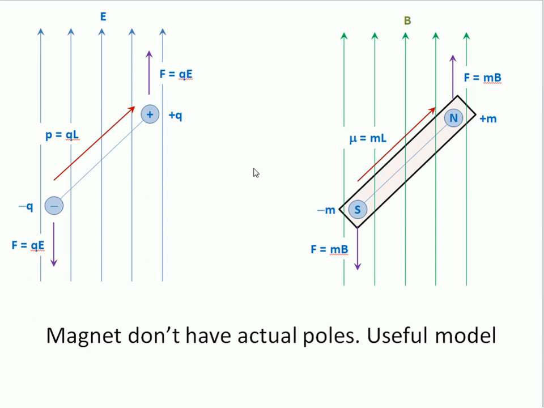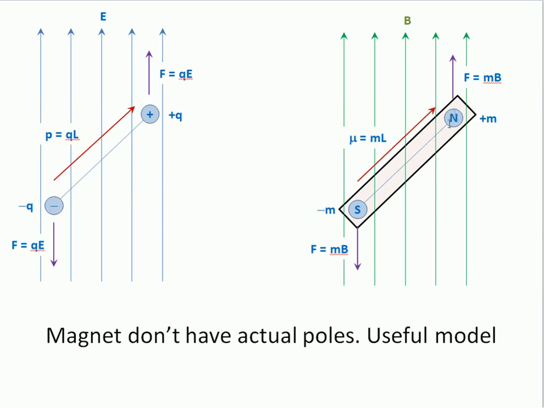On the right-hand side, we tried to show the same thing with a bar magnet. Now, one model of magnets is that they have something equivalent to charges called poles. There are no actual poles, but this model will get you pretty far along the calculations that we need. So this is an old model, but a useful model.